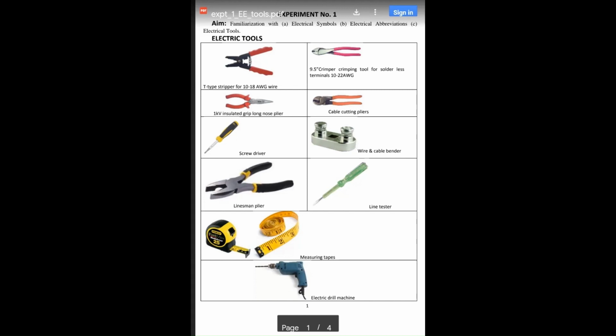So first is the T-type stripper for 10 to 18 AWG wire. What is meant by stripper? We have seen the PVC cables, the electricity cables at our home, which are connected to 5 ampere switches and also 16 ampere switches. So 5 ampere switches are generally the short switches which you have seen, and they comprise 3 terminals. One is the earth terminal, which is the top one, and it is a bit fat. And the 2 terminals below are, one for the phase wire and one for neutral.